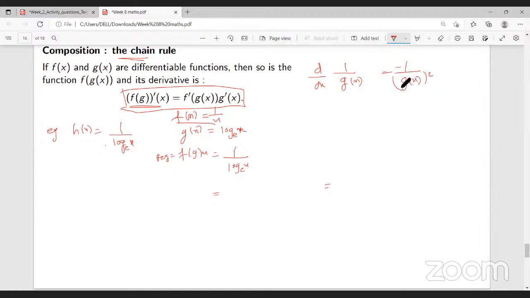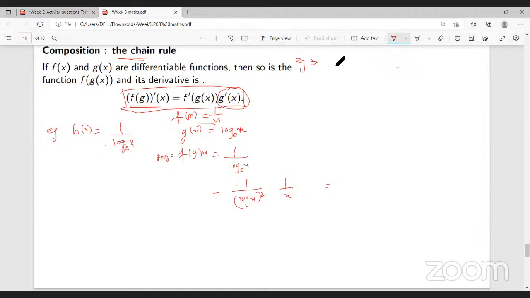Now the derivative of this function g of x. g of x is log of x, and the derivative of log x is 1 by x, right? So that's what I'm doing here. So we are first calculating the outer and then the inner, right? Yes. So I will take one more example, a simple example. Yes, sir, one more example will be helpful.